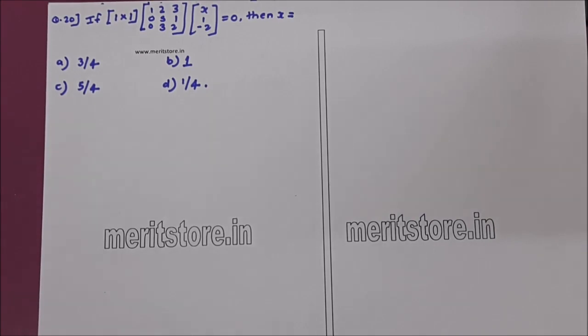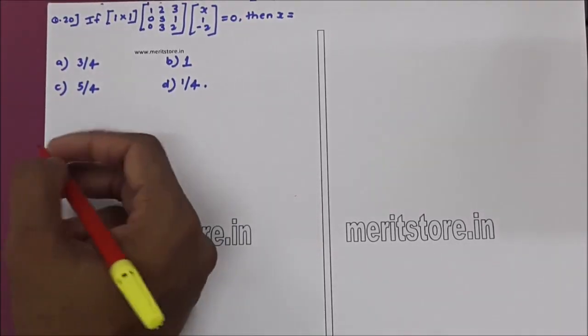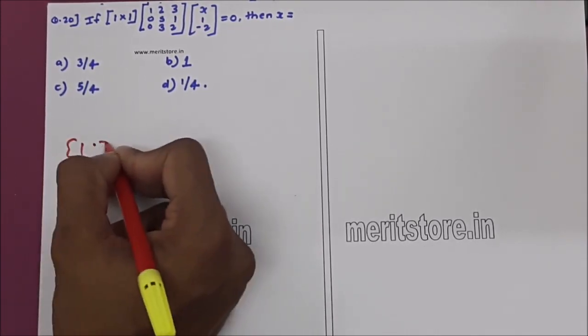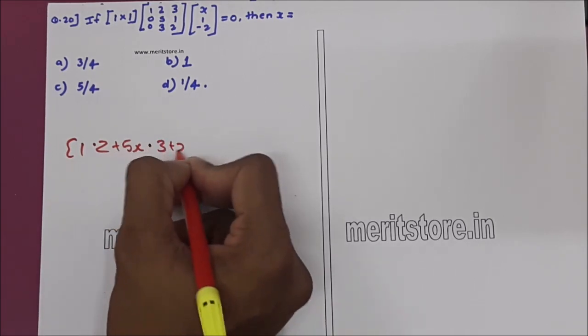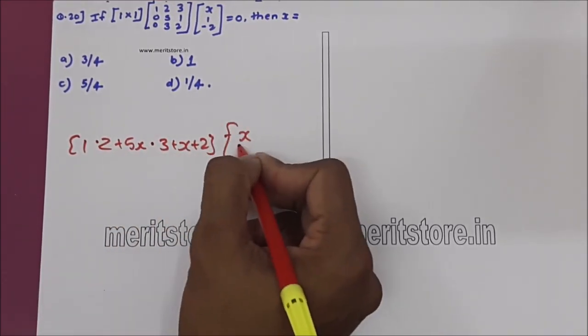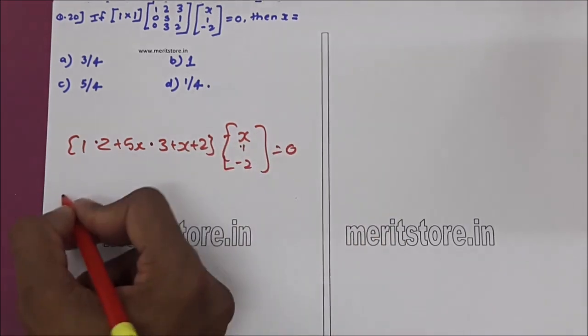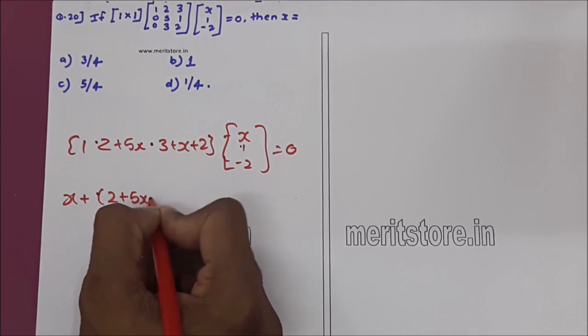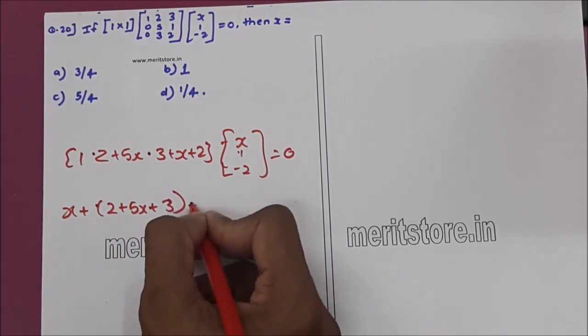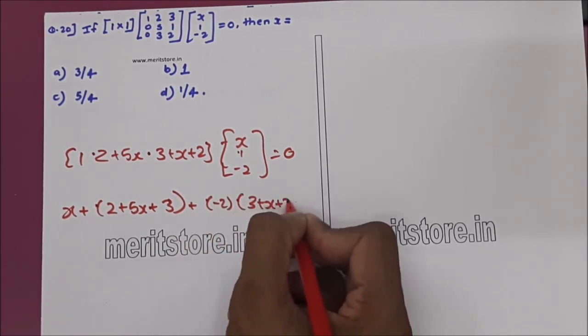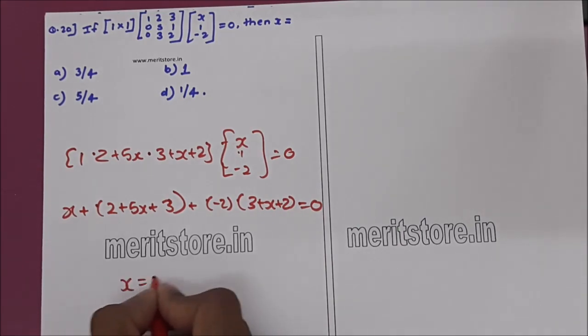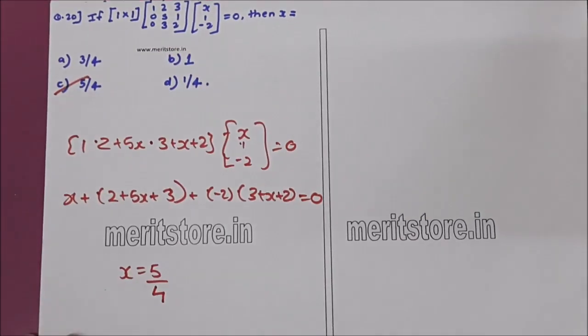Question 20. If the 3 by 3 matrix 1 into 1 into x 1 minus 2, that is a column matrix, equal to 0, then x is equal to. So we solve these matrices together, we get 1, 2 plus 5x, 3 plus x plus 2, x 1 and minus 2 equal to 0. We solve this, we get x plus (2 plus 5x) plus (3 plus x plus 2 minus 2) equal to 0. Therefore we get the value x is equal to 5 by 4, which is option C. Option C is the correct answer.